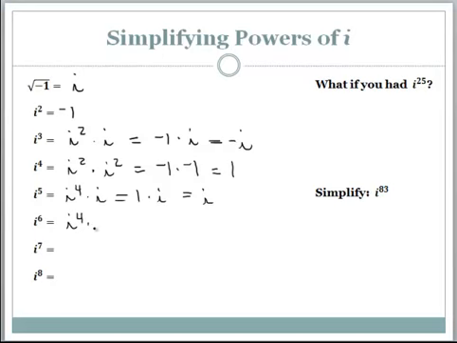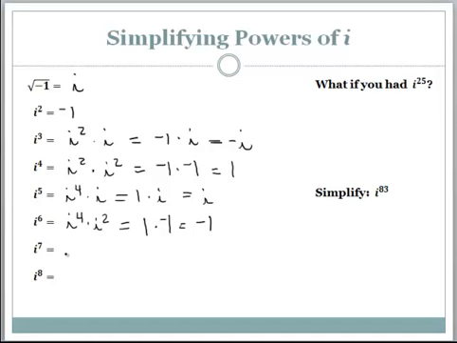That's i to the 4th times i squared. But what is i to the 4th? i to the 4th is 1. And what's i squared? i squared is -1. So we get -1. So i to the 6th is actually -1.